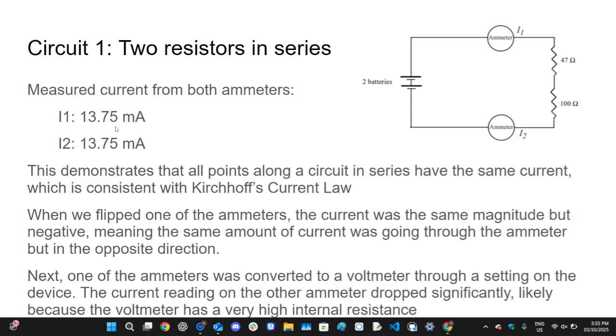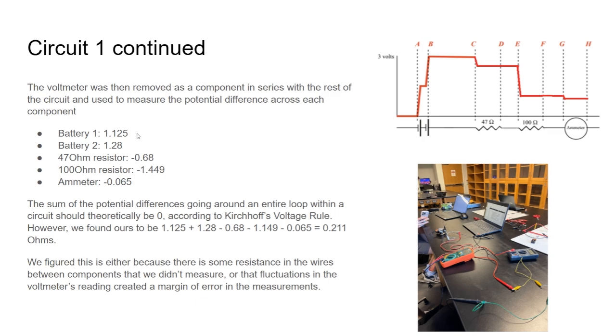Next, one of the ammeters was converted to a voltmeter through a setting on the device. The current reading on the other ammeter dropped significantly, likely because the voltmeter had a very high internal resistance. The voltmeter was then removed as a component in series with the rest of the circuit and used to measure the potential difference across each component, which is shown below here in the data.